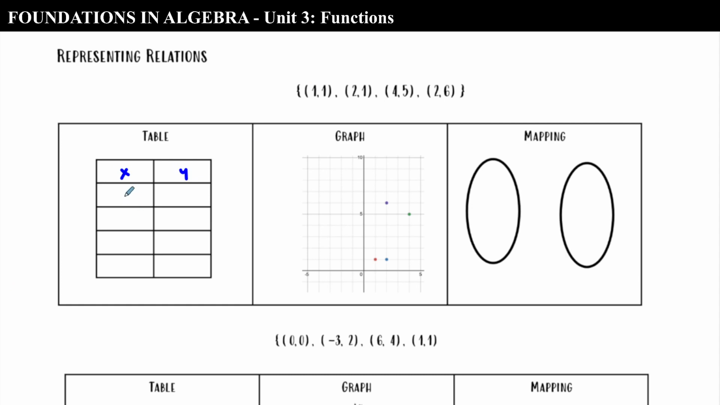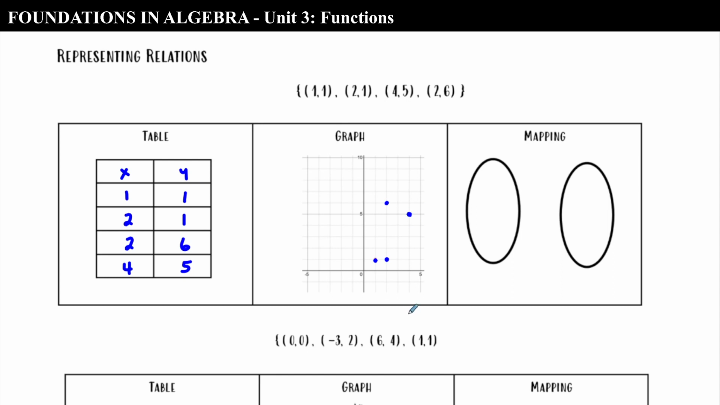So we have 1, 2, 4, and 2. I'm going to go ahead and put our x's in numerical order. Okay? So with 1, our y value is 1. With 2, our y value is either 1 or 6. And then with 4, our y value is 5. And so here they are graphed. Okay, I'll kind of highlight those here for you. We went over graphing in Unit 0, so I think you are fairly aware of how to graph sets of ordered pairs.